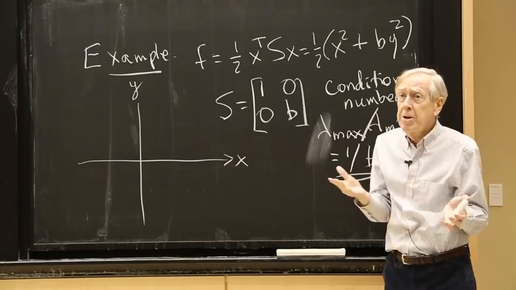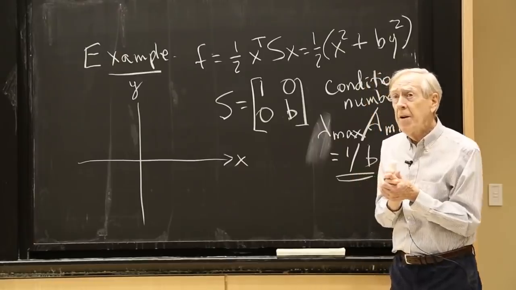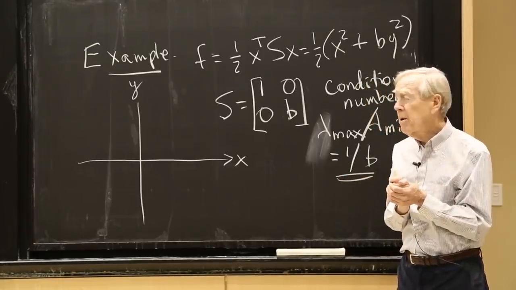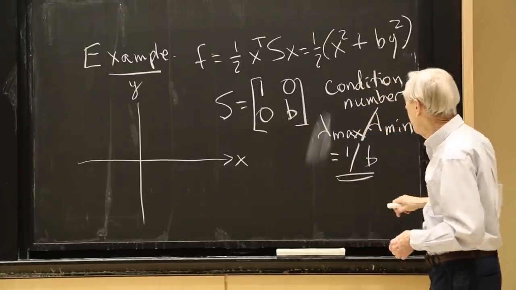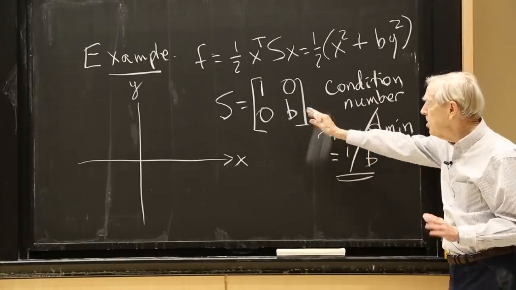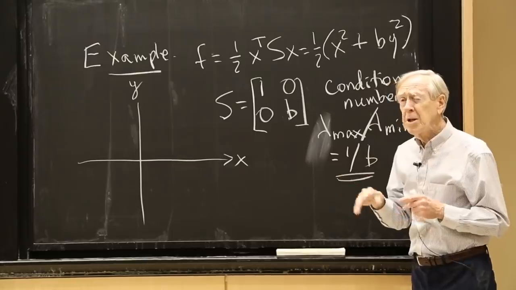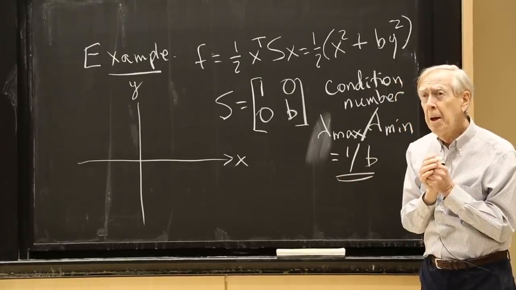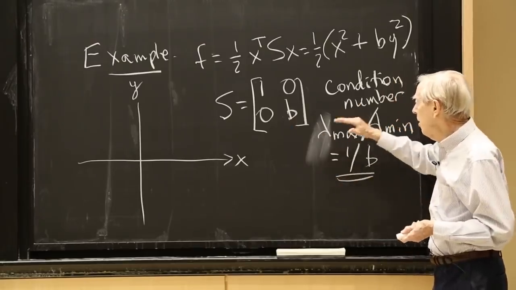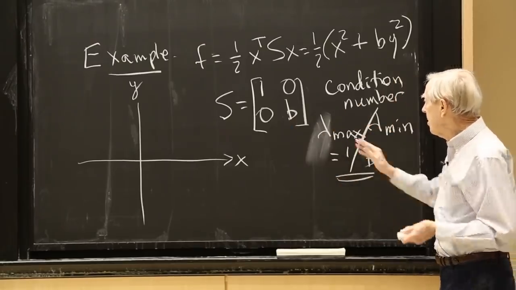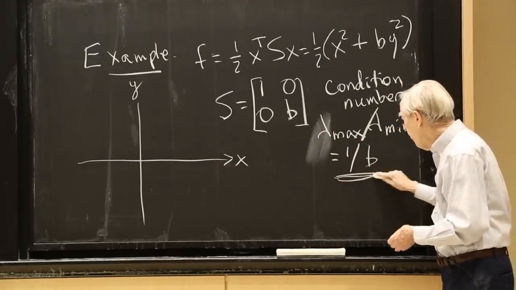The matrix is just 2 by 2. It's diagonal. It's got eigenvalues 1 and b sitting on the diagonal. I'm thinking of b as being the smaller one. So the condition number, which we'll see is all important in the question of the speed of convergence, is the ratio of the largest to the smallest. In this case, the largest is 1. The smallest is b. So that's 1 over b.